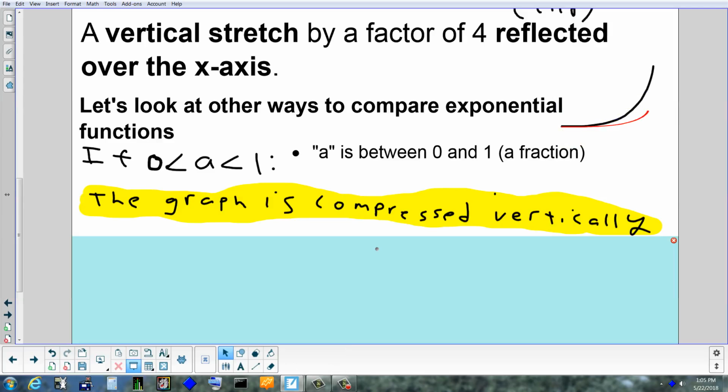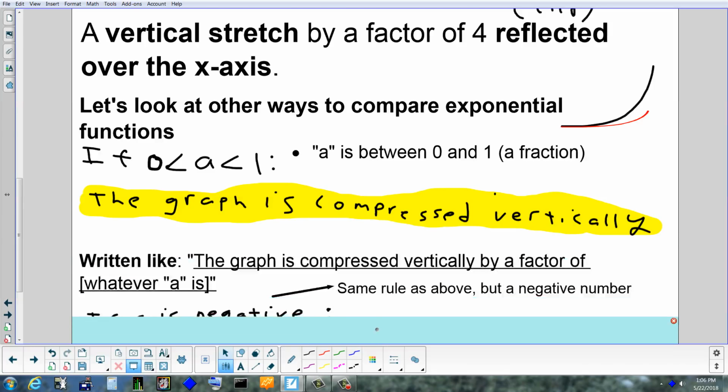Now, the way we're going to have you guys write that, so you can use the same type of thing you did yesterday, we're still going to stay stretched, but we're going to stretch by a half. If you stretch something by a half, think of what that would do. Half is smaller than 1, right? So stretching by a half really compresses it, right? But if we have you guys write compressed, it's going to be confusing.